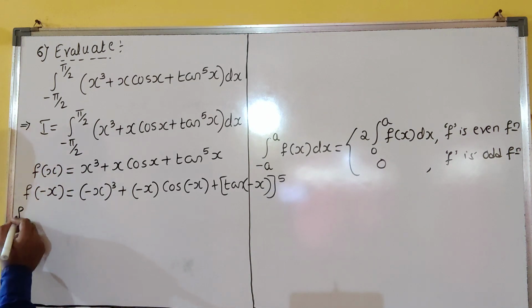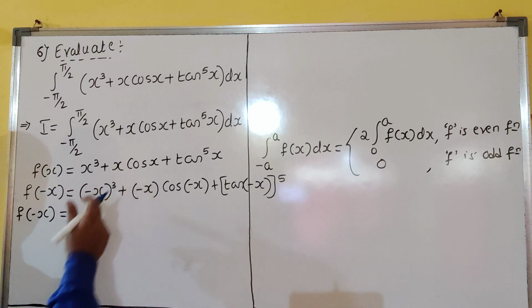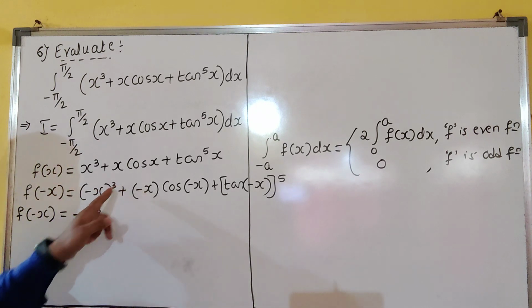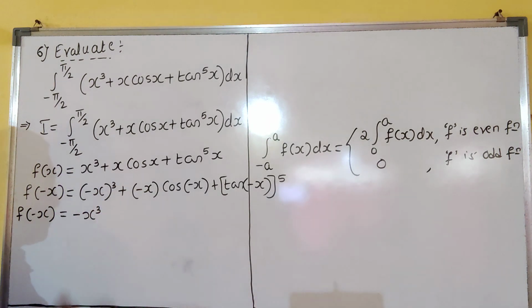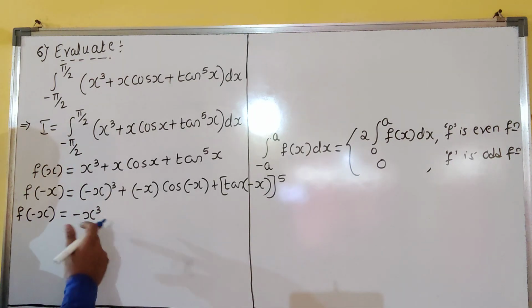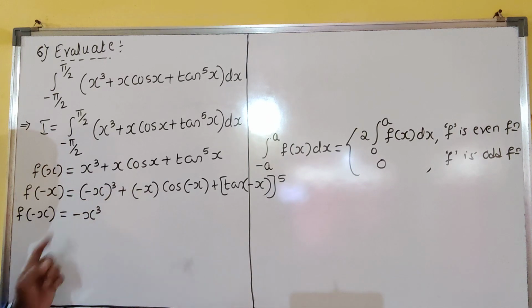So now see here. f of minus x. Minus x cube, minus x whole cube, is what? Minus x cube, dear student. Minus x whole cube is minus x whole cube. Understood? So now try to understand. We will get minus x cube only, because with an odd power a negative comes.